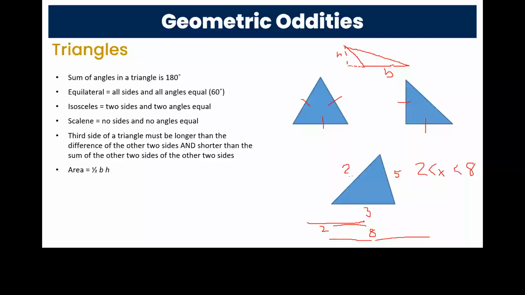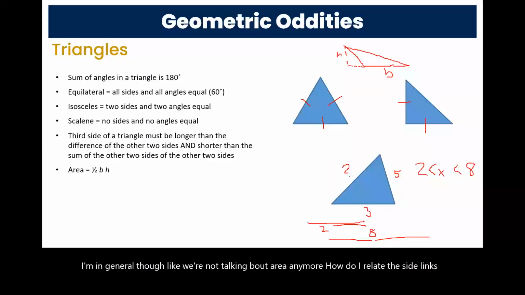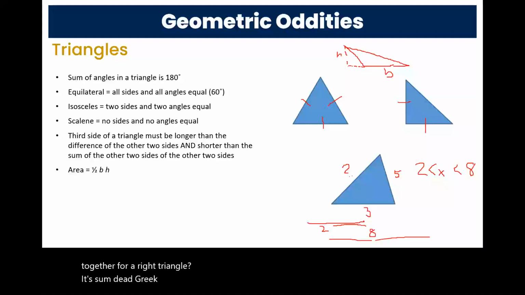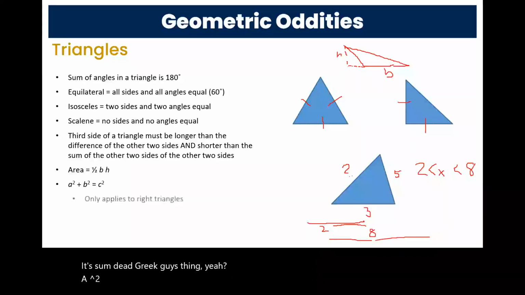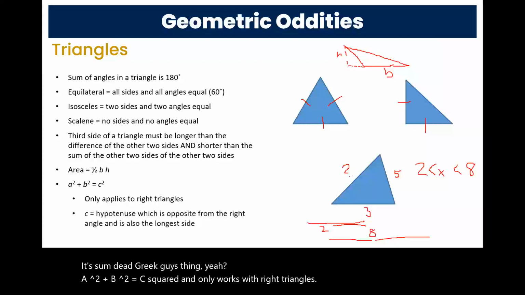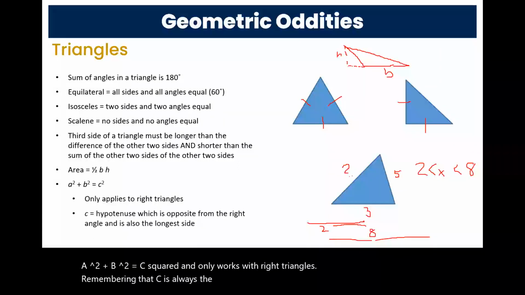In general though, we're not talking about area anymore. How do I relate the side lengths together for a right triangle? It's some dead Greek guy's thing. Yeah, the Pythagorean theorem: a squared plus b squared equals c squared, and it only works with right triangles. Remember that c is always the hypotenuse, and the hypotenuse is always opposite the 90-degree angle, always.